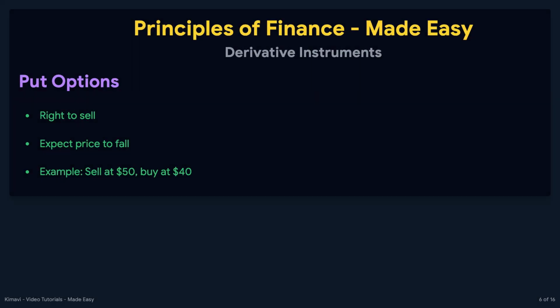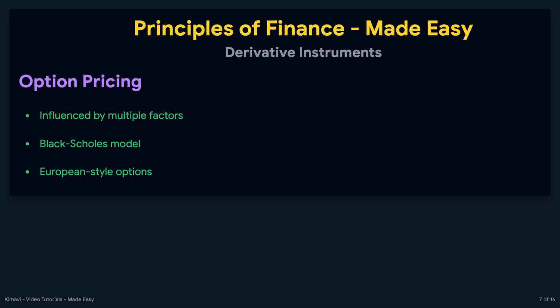A put option gives the holder the right to sell an underlying asset at the strike price. Investors purchase put options when they expect the price of the underlying asset to fall. For example, if you buy a put option on a stock with a strike price of $50, expiring in 1 month, and the stock price falls to $40, you can exercise the option to sell the stock at $50, making a profit of $10 per share, excluding the cost of the option.